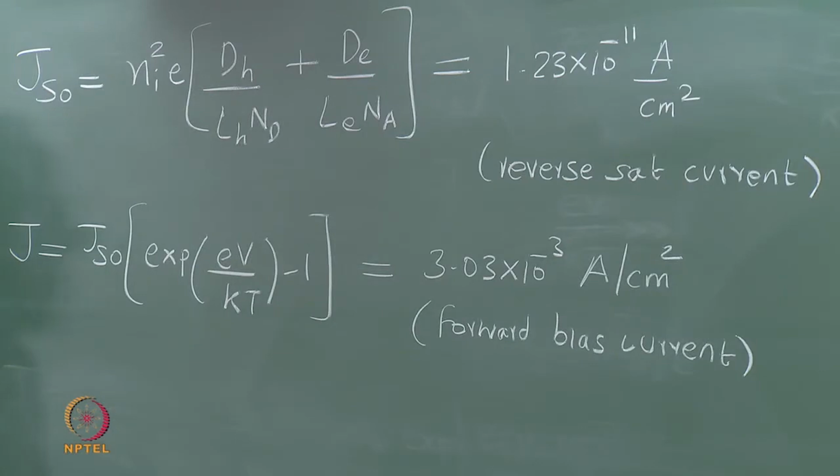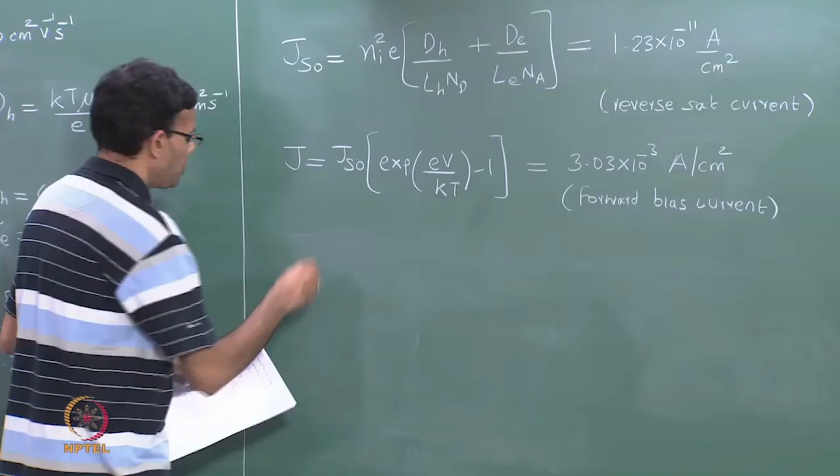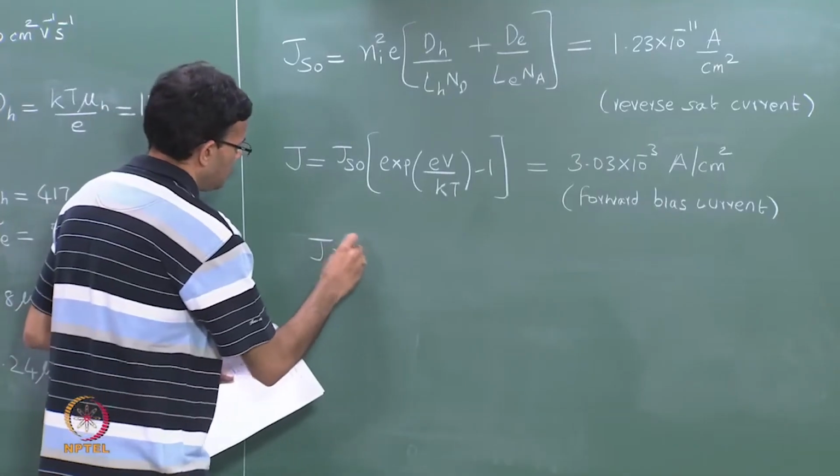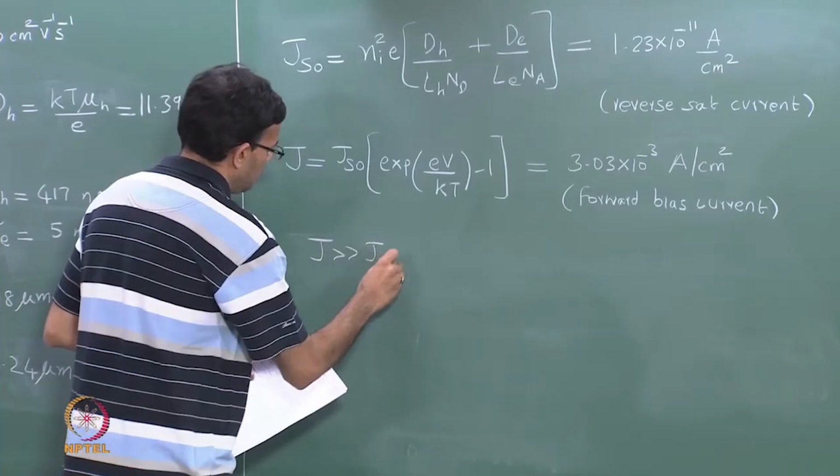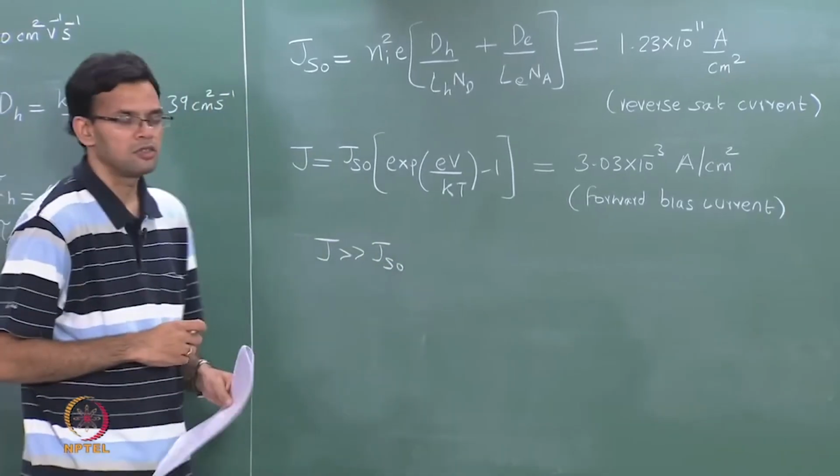So earlier we said that a p-n junction is a rectifier, and we can actually see that it is, because J is much greater than Js naught.